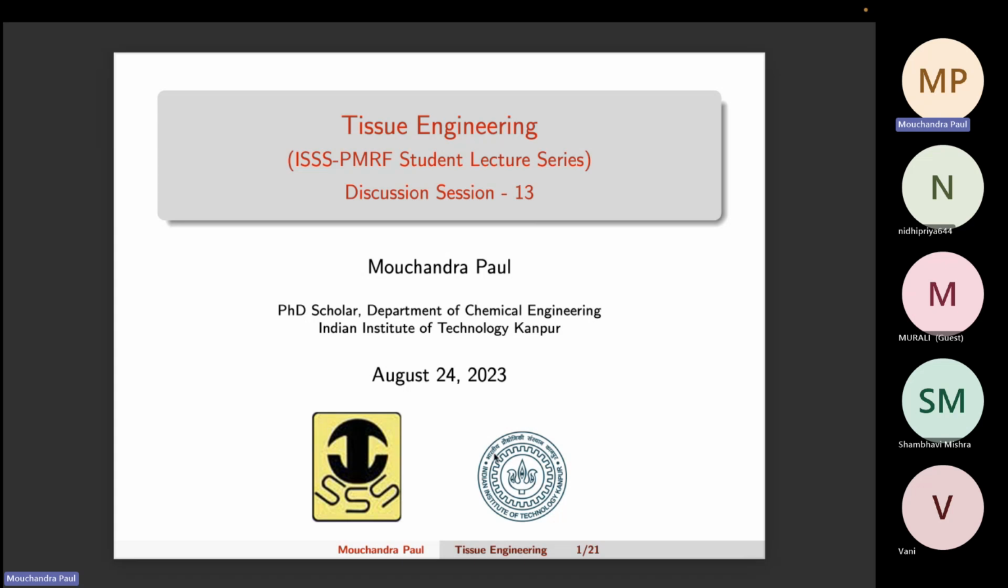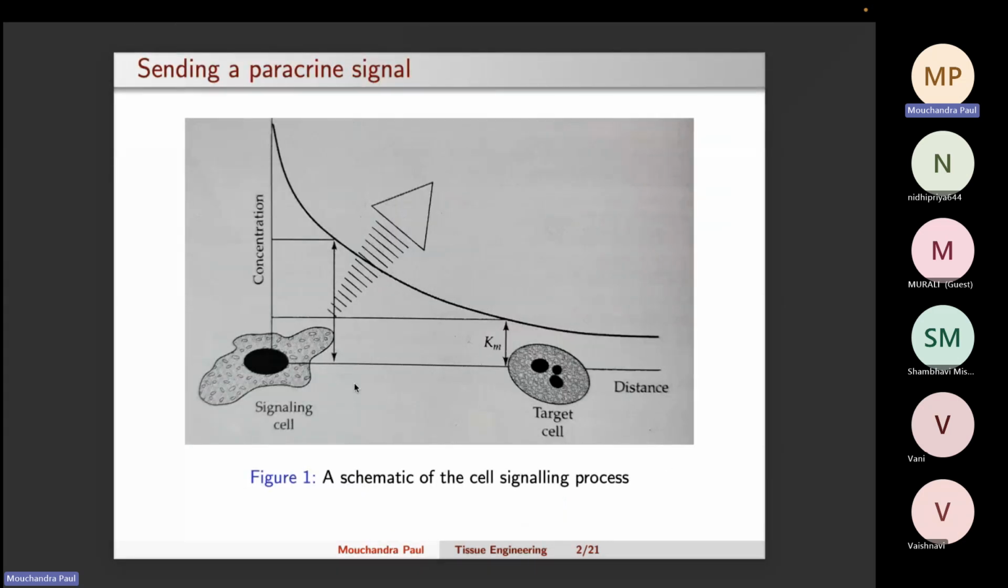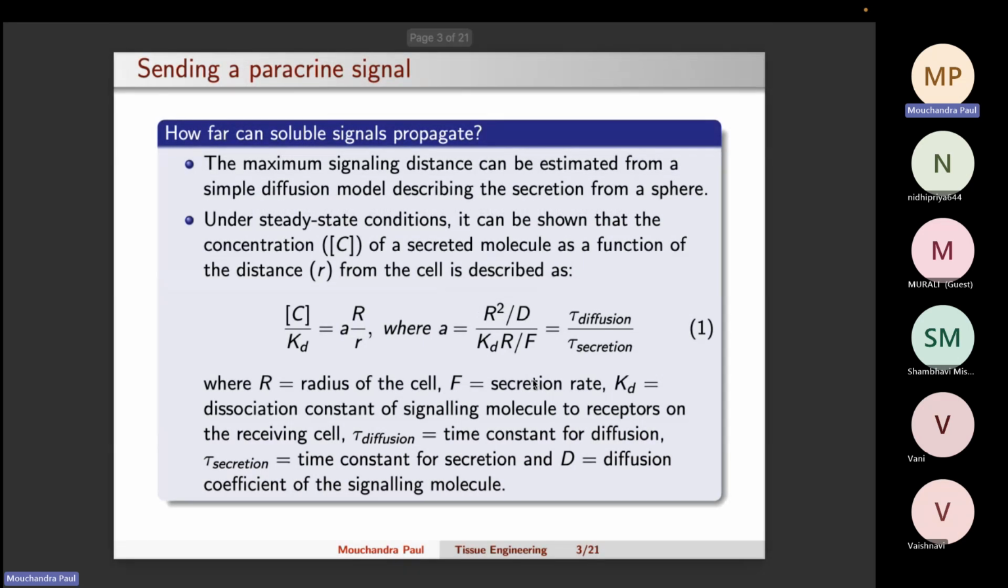And we also started understanding the paracrine signaling, like how in paracrine signaling the cell type which is producing the signaling molecule, the signaling cell, is trying to pass on the molecules to the target cell or the receiving cell. So with this figure we ended our last session, where this is the signaling cell, and since the signaling cell is the source of the growth factor, at this point the concentration of the growth factor is the highest, and as the distance from the signaling cell increases, the concentration of the growth factor decreases exponentially, and at some distance the target cell is there, and to its cell receptors the signaling molecules will bind. So we started with one question, that how far can soluble signals propagate. So we'll start today's class from here only.